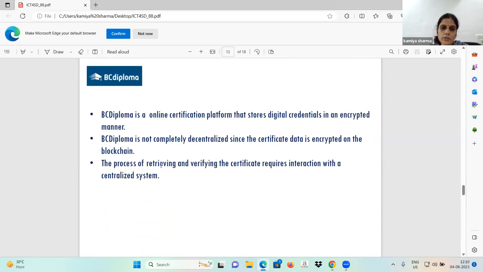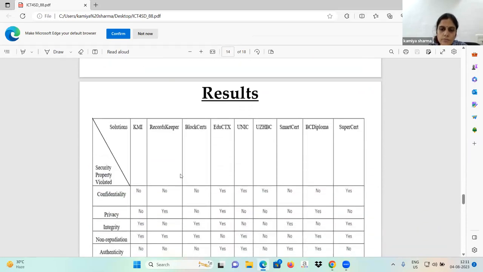This is the last solution, BC Diploma, which is an online certification platform that stores digital credentials in an encrypted manner. It is not completely decentralized. Actually, it works in a decentralized manner, but the process of retrieving and verifying the certificate requires interaction with a centralized system.